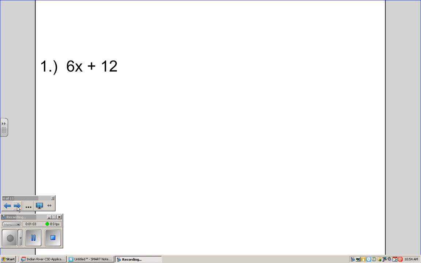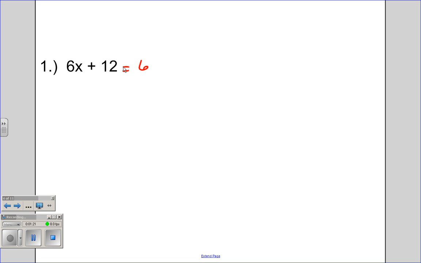So example 1, 6x plus 12. You're going to look at 6 and 12, and you're going to see what is the largest number that can go into 6 and 12 evenly. 6 is our largest number that will go into it evenly. Now, do they both have a variable? No, only the 6 does.